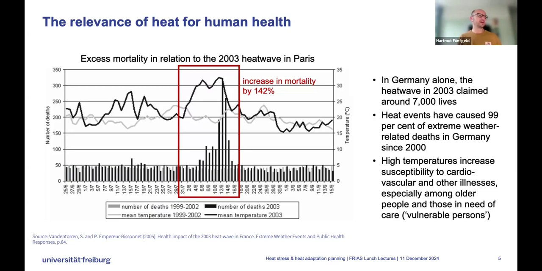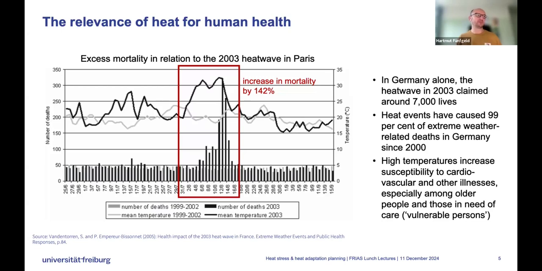You can nicely see how, when you follow the black graph, that's the actual mean temperature in the year 2003, compared to the gray line, which is the mean temperature in the 3 years beforehand. You can see how the heat deaths, the bars basically pointing upwards, increased substantially after several days.